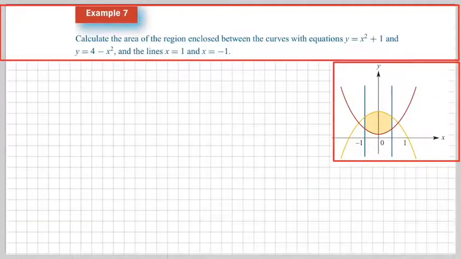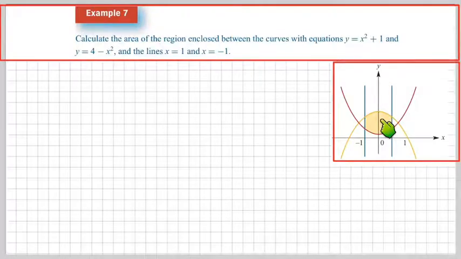We have to calculate the area of the region enclosed between the curves with equations y equals x squared plus 1, which looks like this one, and 4 minus x squared, or minus x squared plus 4, which is the yellow one, and the lines x equals 1 and x equals minus 1. Okay, so it's just in here, from here to here, this yellow segment here.